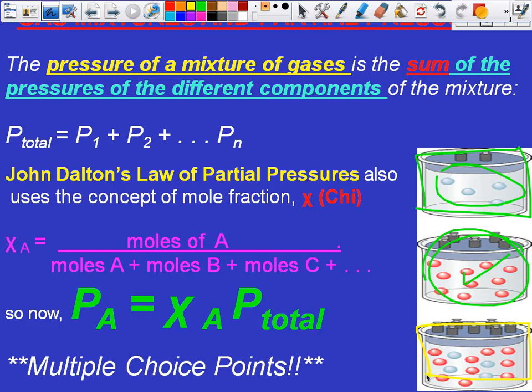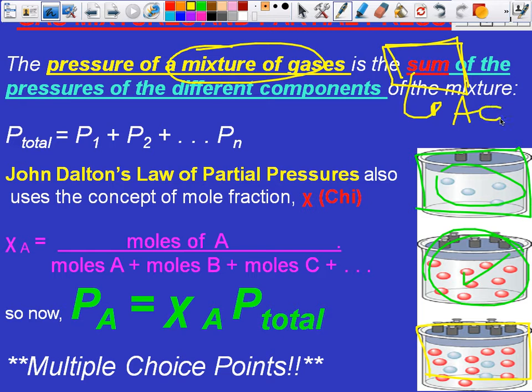So the problem is that when we have a container with a mixture of gases, the pressure is not just from one of the gases, it's the sum of all of the gases. Each gas will produce its own value of pressure based on the size, the mass, and the velocity. So the pressure of a mixture of gases is the sum. When it says sum, we know that means to add. It's the sum of the pressures of the different components in the mixture.